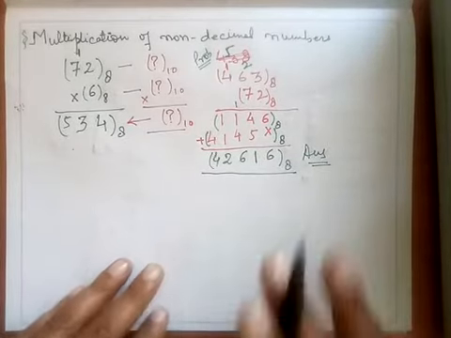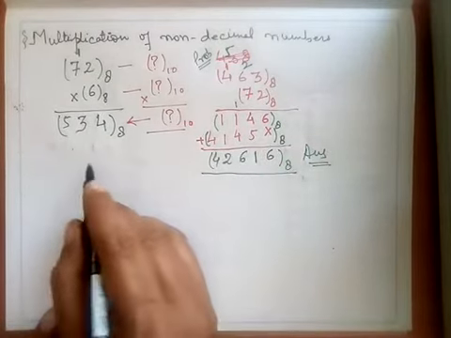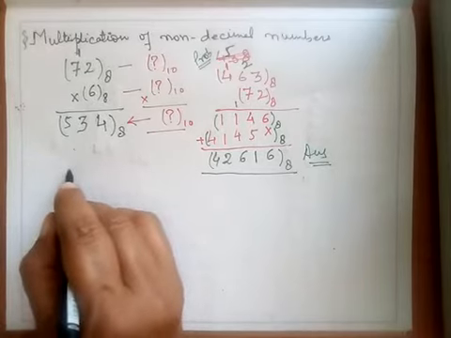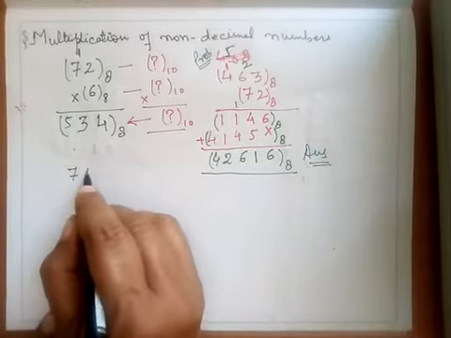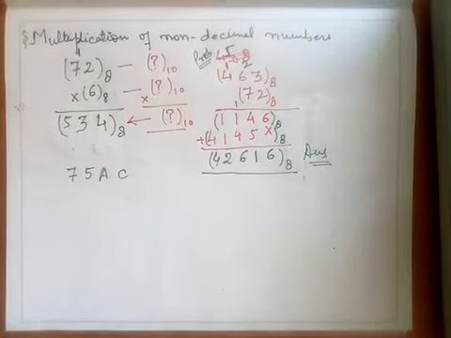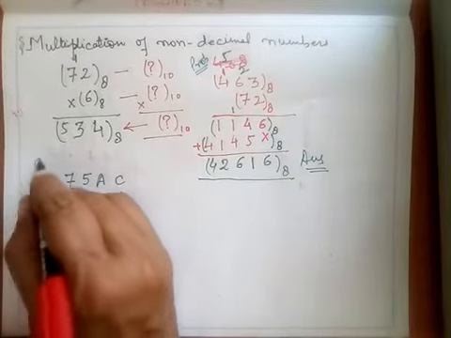Let's take one last problem. Suppose let's go for a hexadecimal multiplication. Suppose I say that you have to multiply two numbers. This is 7 5 A C.